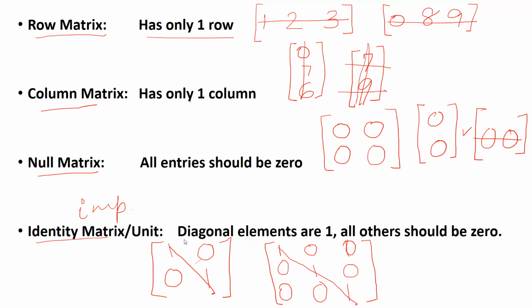So in this slide you have learned the row matrix. If it has one row, it is called the row matrix. If a matrix has one column, it is the column matrix. If all entries are zero in a matrix, it is called the null matrix, and if diagonal entries are one, remaining all are zero, it is called the identity matrix, right?